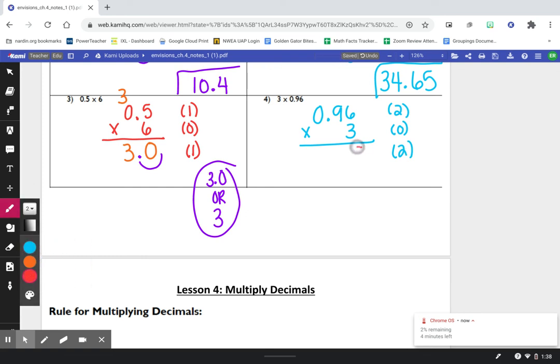3 times 6 is 18. Put down the 8. Carry the 1. 3 times 9 is 27. Plus 1 is 28. Put down the 8. Carry the 2. 3 times 0 is 0. Plus 2 is 2. And then remember to bring in 2 decimal places. So 1, 2. And your answer is 2.88 or 2 and 88 hundredths.